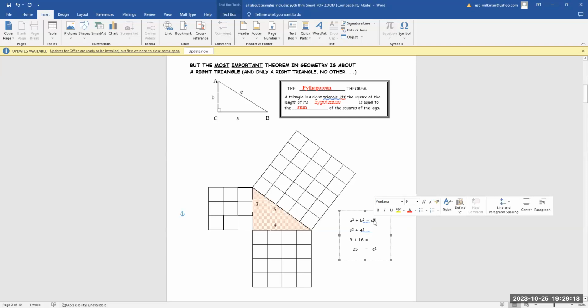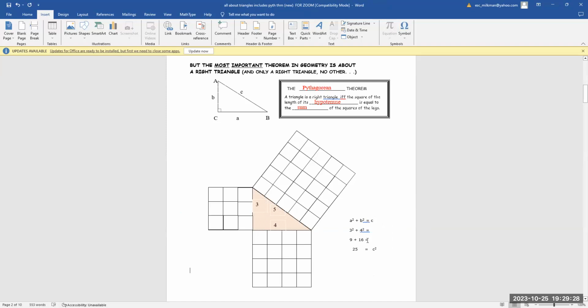Okay, so go ahead and put C squared there. 3 squared plus 4 squared, so this squared plus this squared equals 9 plus 16, and 9 plus 16 equals 25. And that's how many squares you actually have, if you want to count here: 1, 2, 3, 4, 5, 5 times 5 is 25. That's how many squares you actually have on the hypotenuse.